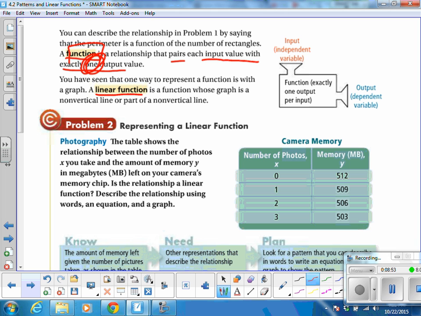A linear function is a function whose graph is a non-vertical line or part of a non-vertical line. When you see the word linear, you see the word line because it creates a nice line for that. This is something we talked about earlier. An input value comes in. Function does exactly one output on that one, which is your dependent variable.